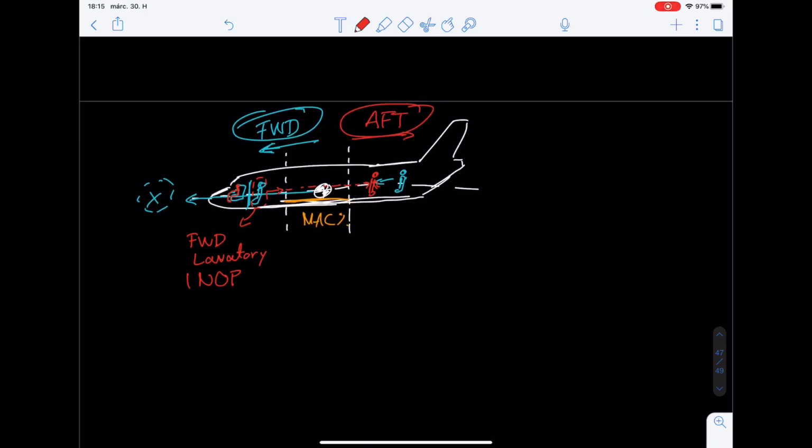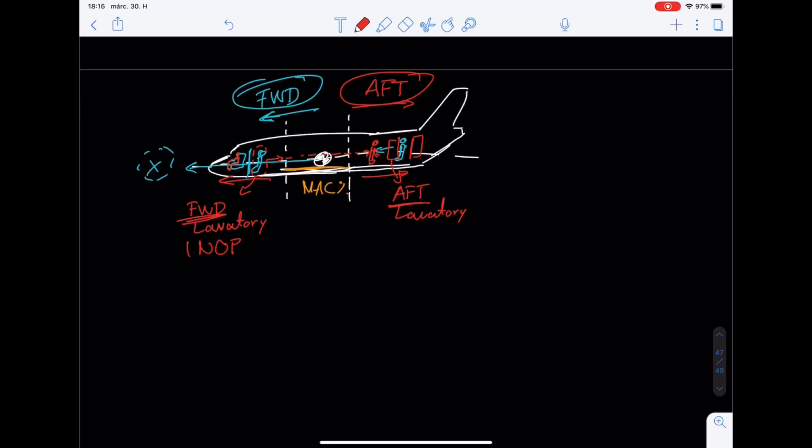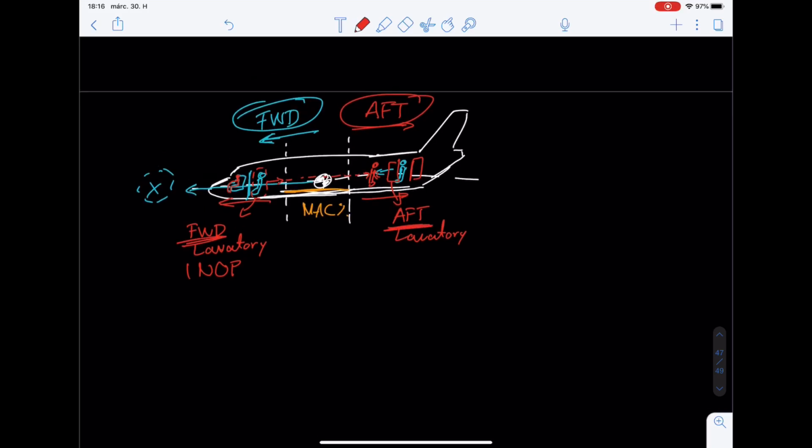We say aft. And this would be the aft galley, the aft lavatory. So this is how we differentiate in aviation. Aft is something which is towards the tail of the aircraft in the negative longitudinal direction, and forward is more towards the nose of the aircraft. So we don't say rearward. We do say forward, but we don't say rearward. We say aft.